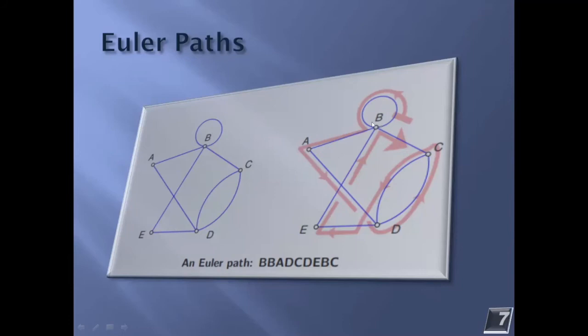So the traversal would be B to B, then B to A, then A to D, then D to C, then C again to D, then D to E, and E to B, and B to C. There are no more edges left, so we stop here. So the final tour is B, B, A, D, C, D, E, B, and C. So you can see that we traverse every edge exactly once. This is the main definition of Euler path.